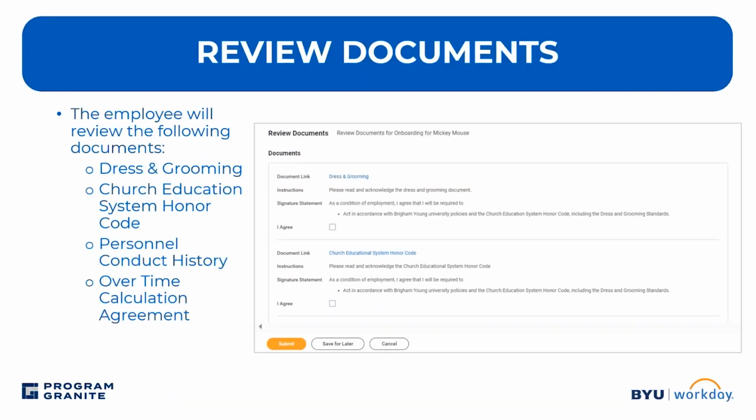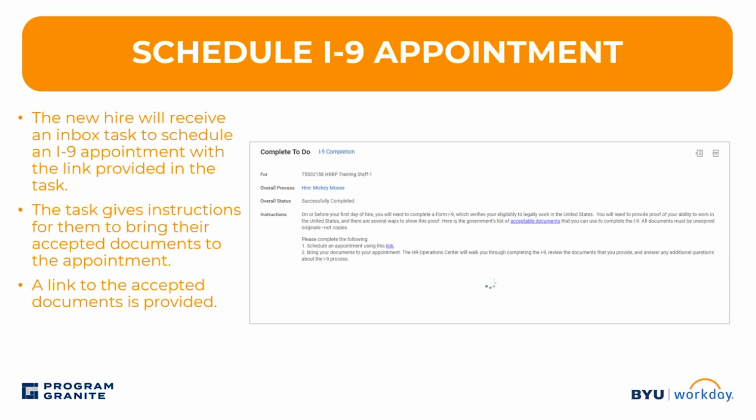All right, and then they get this review documents inbox task. They're going to review dress and grooming, church education system honor code, the personal conduct history, and overtime calculation agreement. You can click through those when we do our activity if you'd like to see what those are. I'm assuming you are probably familiar with some of these things. And then the last thing they'll do is schedule their I-9 appointment. They're going to receive an inbox task to schedule the I-9 with the link provided. Like we mentioned, it says schedule an appointment using this link.